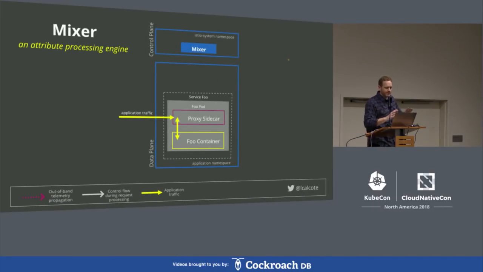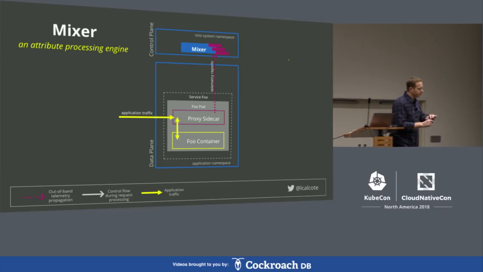Let's take a little bit of a closer look at Mixer real quick, because I think visuals always help me. If you consider that there's lots of traffic flowing through the cluster, and these sidecar proxies are seeing all that traffic, they're sitting there and they can just generate all kinds of telemetry. They're seeing all kinds of traffic.